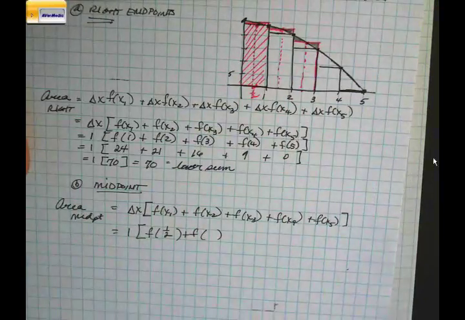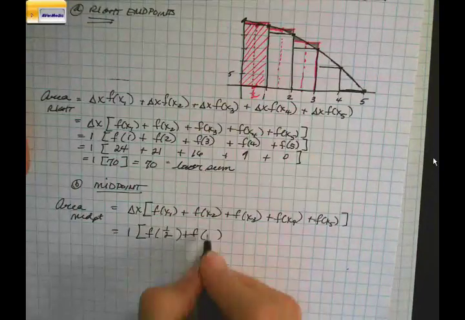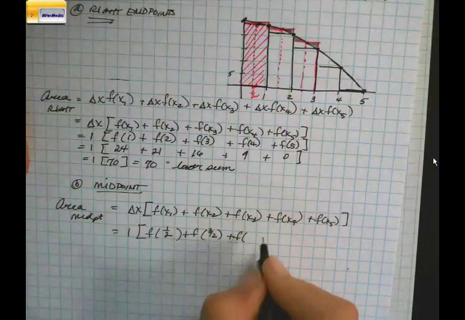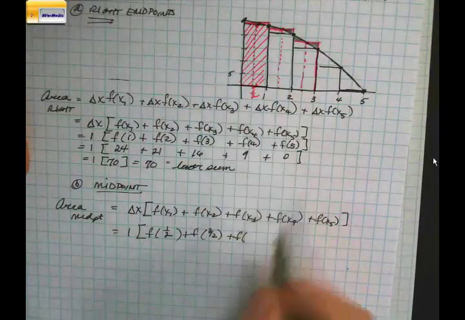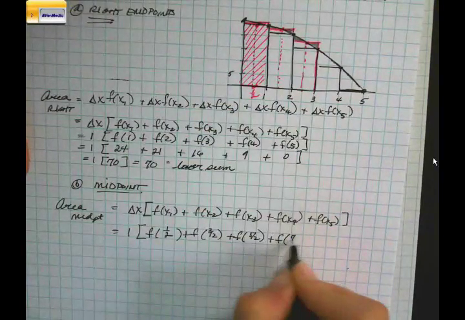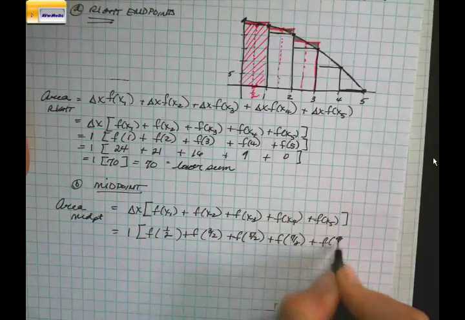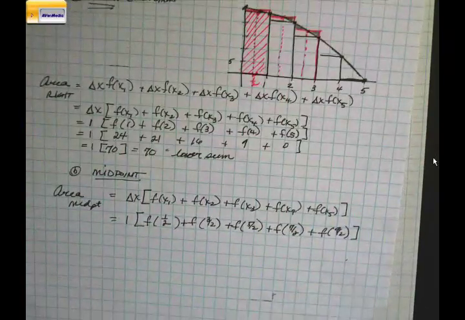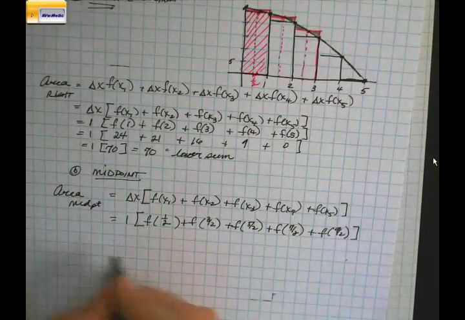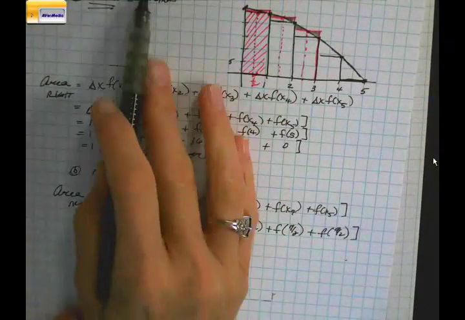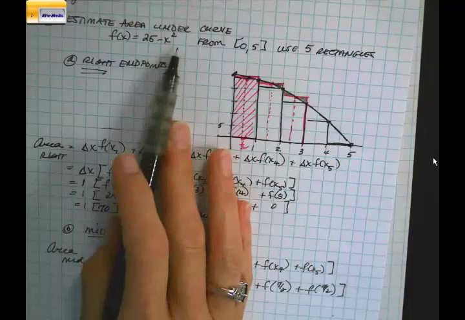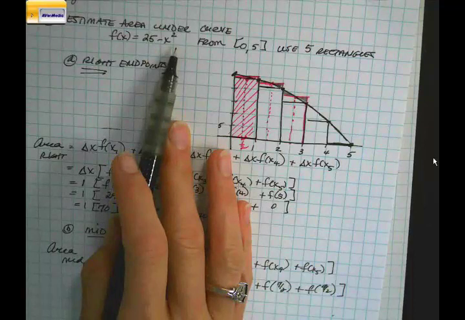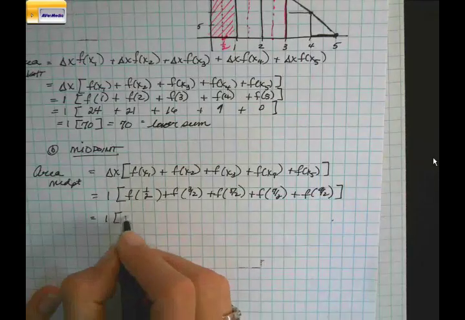What is your x value at the midpoint of the second rectangle? 3/2. And the third rectangle is 5/2. 7/2, and 9/2. So these aren't hard to evaluate, but you're playing with fractions a little bit, which just takes a little more time. So f at 1/2 is 25 minus a fourth, which is what? 24 3/4, which is 24.75. We'll just do that.